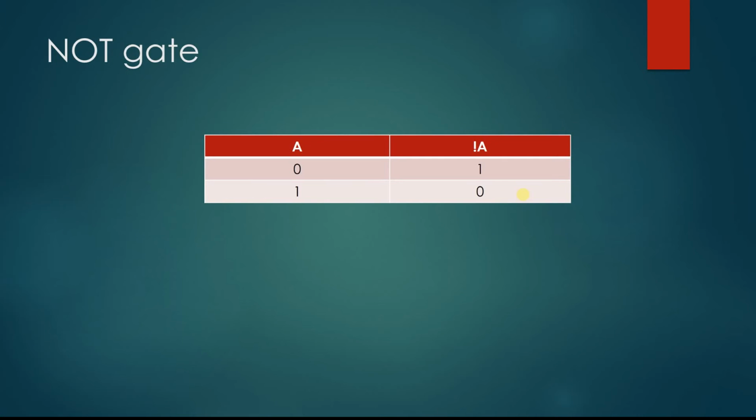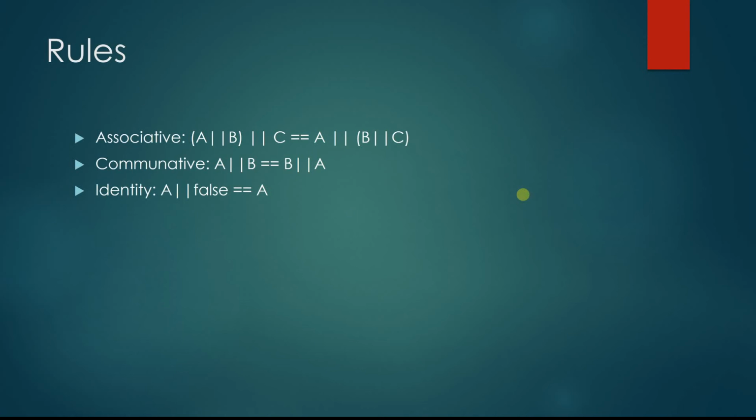A NOT gate basically reverses the value of the input. So if you put in false, it'll come out true. If you put in true, it comes out false. And so there's 3 basic rules that we have to be careful with when using it.